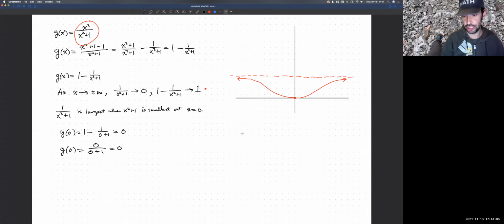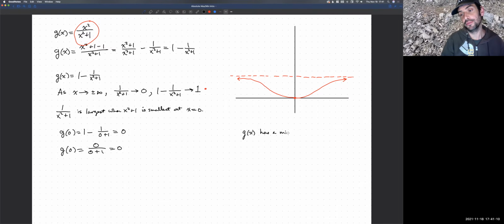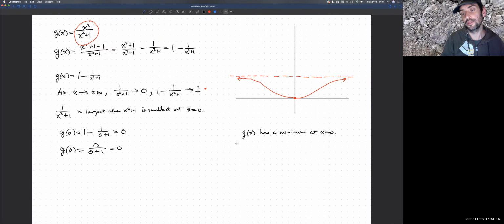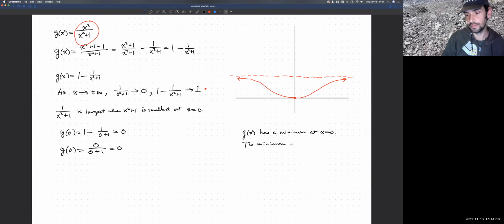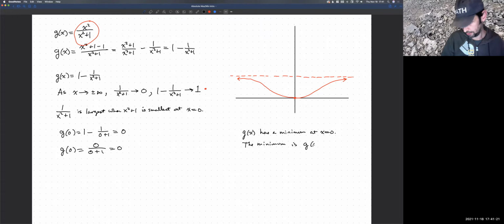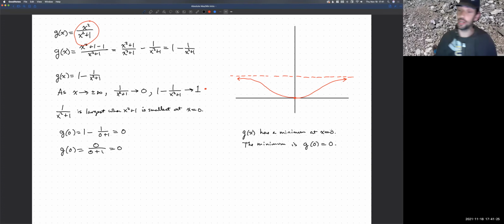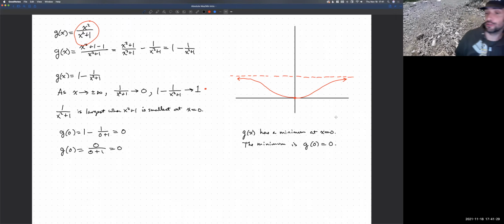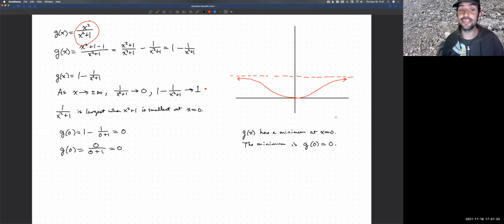The function g of x has a minimum at x equals 0. The minimum is g of 0 equals 0, right? A couple of things to notice. One is they both happen to be 0 here, but x is the location of the minimum. The evaluation of the function is the actual minimum.